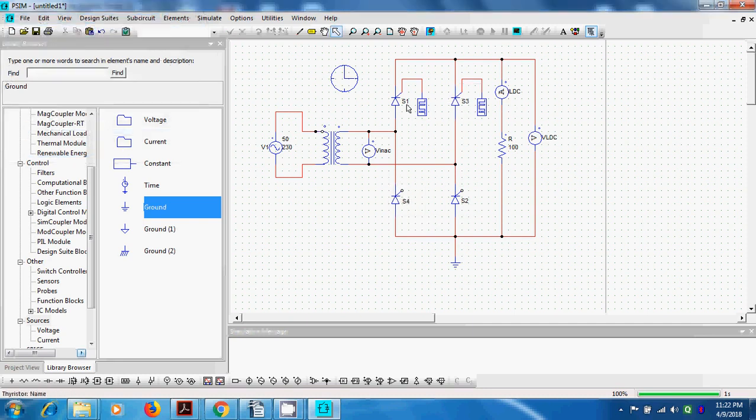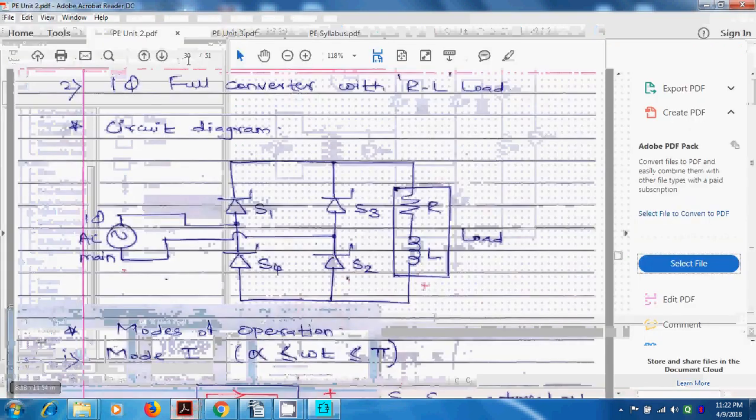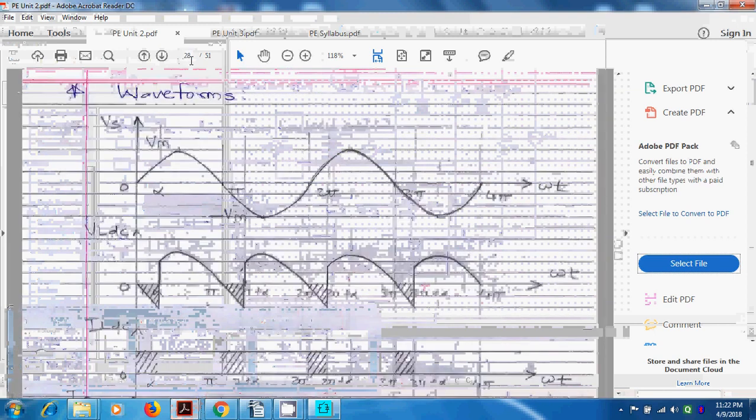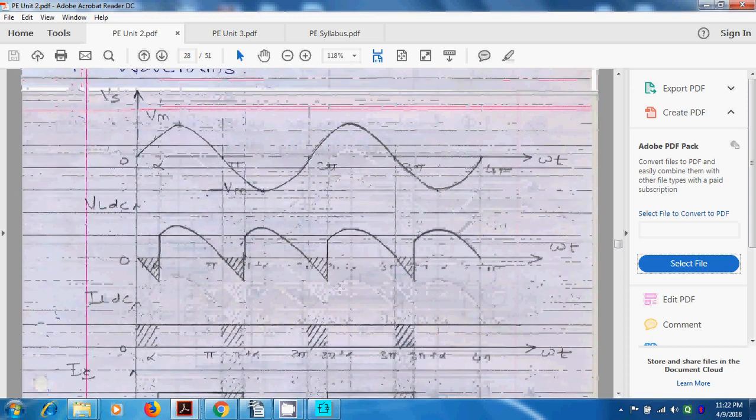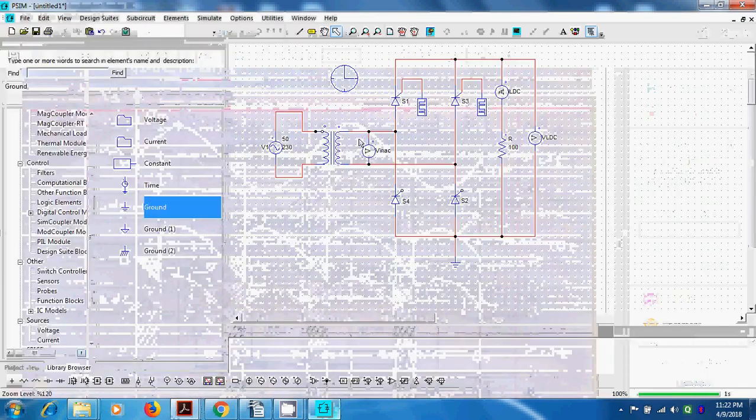So clearly it is S1, S2, S3, S4, and I have to use the same triggering pulse for S1 and S2, because in the positive half cycle, if we see the waveform of the single phase full converter using RL load, this will be your waveform. So we know in this case, in the positive half cycle S1 and S2 will conduct, and in the negative half cycle S3 and S4 will conduct. This will be the waveform that we must get from the simulation result.